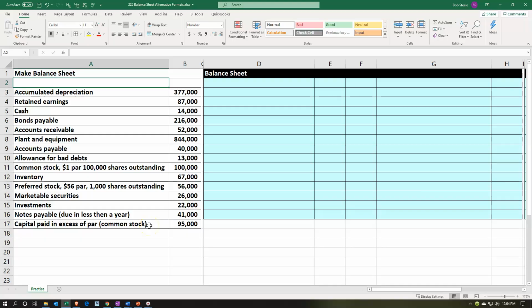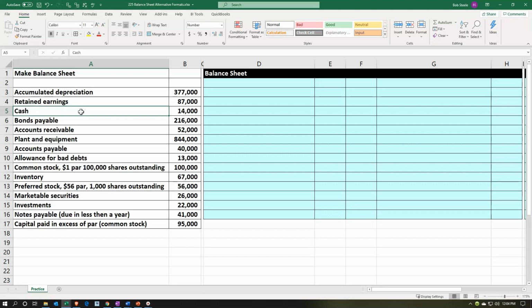Here we are in Excel. We have our information on the left-hand side. We're going to put that into the blue area on our right-hand side. What we have on the left-hand side is basically a scrambling of the accounts for balance sheet type of accounts that we're going to put into a typical type of order for the balance sheet.